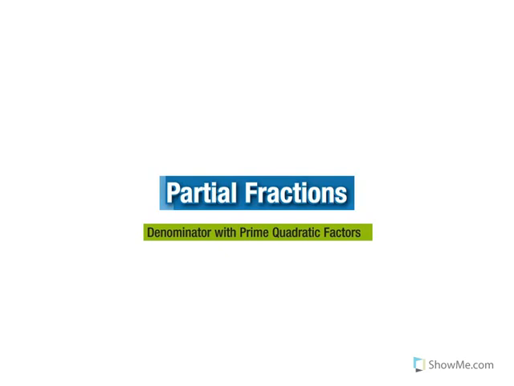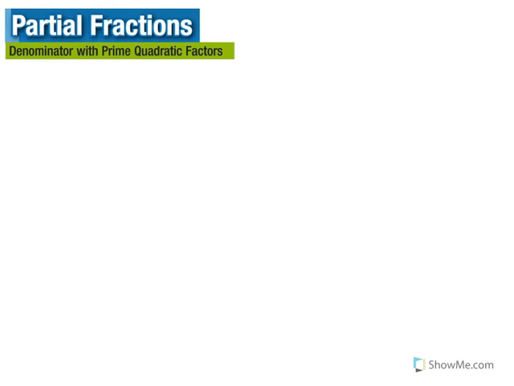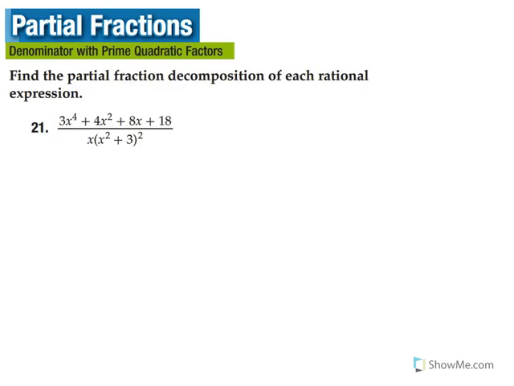In this video we are going to talk about fractions with the denominator with prime quadratic factors. So this is type 3. Now let's see an example. In this example we have x and x squared plus 3 as the factors, and x squared plus 3 is prime. Well, how do we know that?